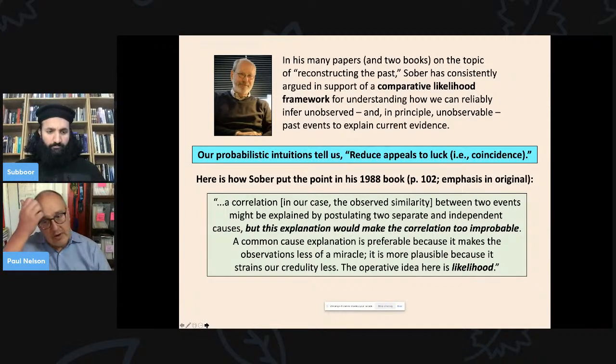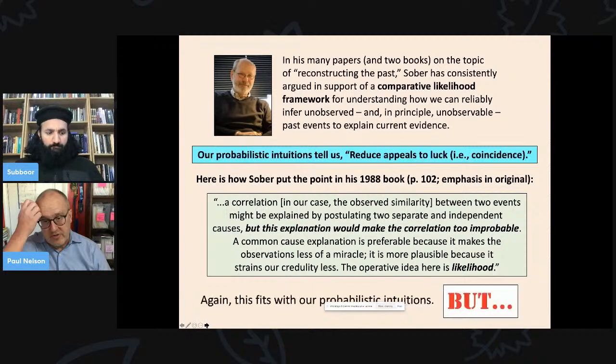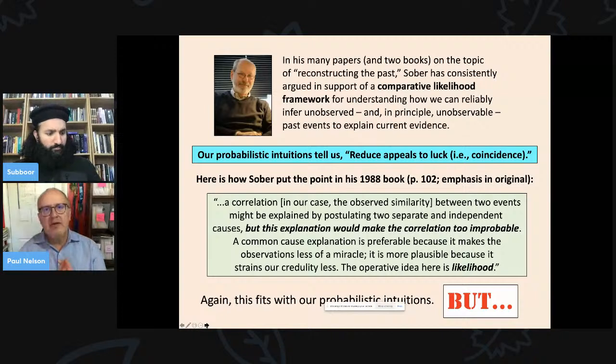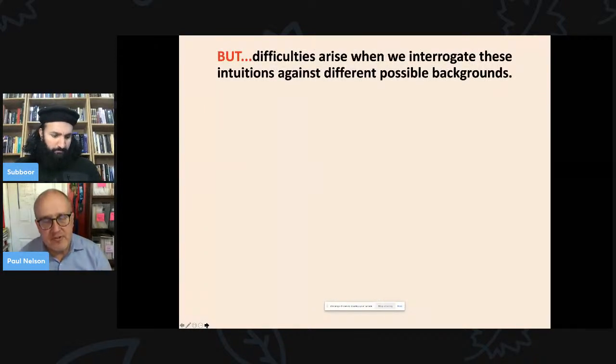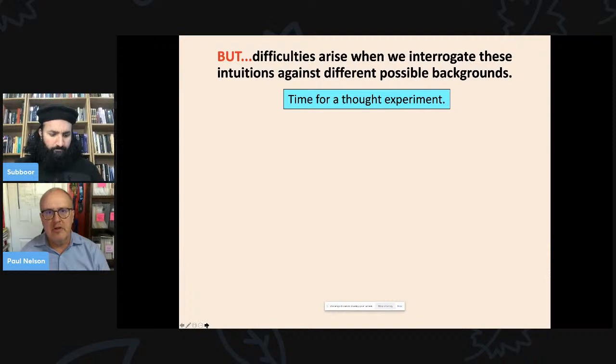So consistently throughout his work on these questions, Sober has favored this comparative likelihood framework, and I think it does have much to commend it. Again, this fits with our probabilistic intuitions, but, big red but, okay? Difficulties arise when we interrogate these intuitions against different possible backgrounds. And to see this, we need to do a careful thought experiment. So let's do that. Time for a thought experiment.